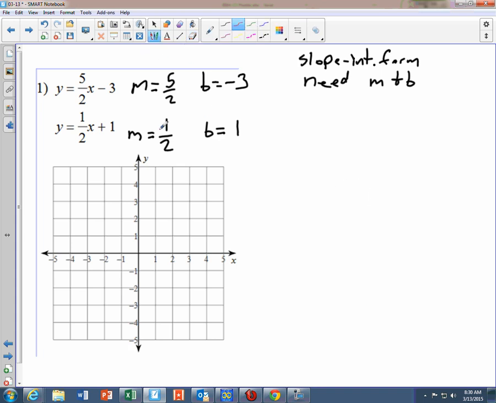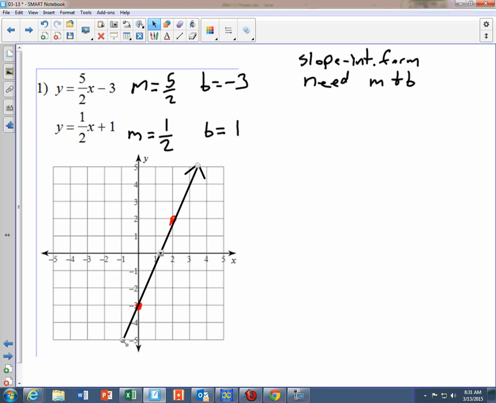So, where do I put my first dot for the first equation? -3. Up, down, left, right? Down 3 because it's -3. And then the slope is 5/2. So how do I use that? Up 5, 1, 2, 3, 4, 5. And then run 2. Would you agree? Okay. So let's connect those points. Draw a nice straight line using a straight edge of some sort with arrows.